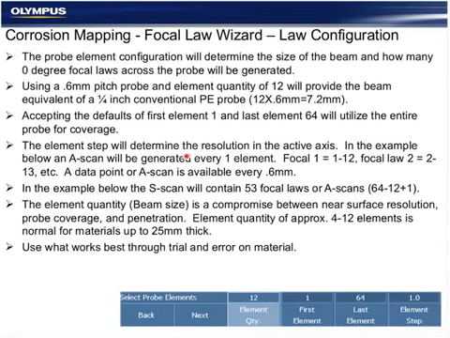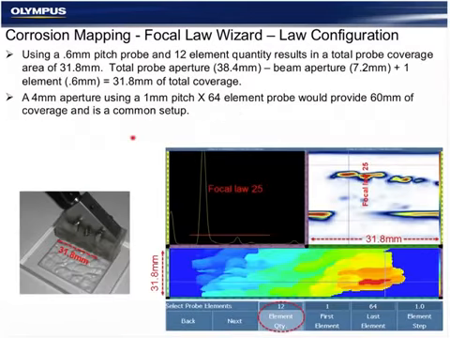So coming back to our presentation, this is what would generate the same beam information using the OmniScan wizard. On the display, a grouping of 12 elements using all 64 elements on the probe gives us an exact coverage of 31.8 millimeters. Focal law 1 is here. Focal law last is here.